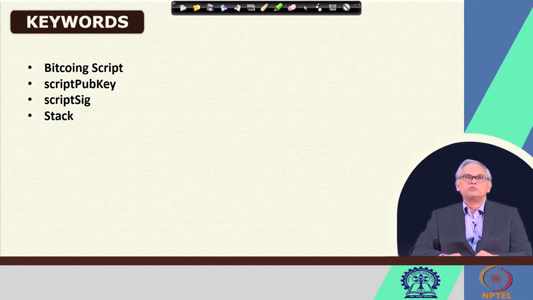The keywords for today's lecture are first of all Bitcoin script, as we said, then script pub key and script sig, which we had introduced in our last lecture, and then we will see how a stack implementation is done, so that the script processing can be done in an automated manner whenever Bob tries to spend the bitcoins he received, say 40 bitcoins from Alice, and how this can actually be done by processing all these scripts using a stack.